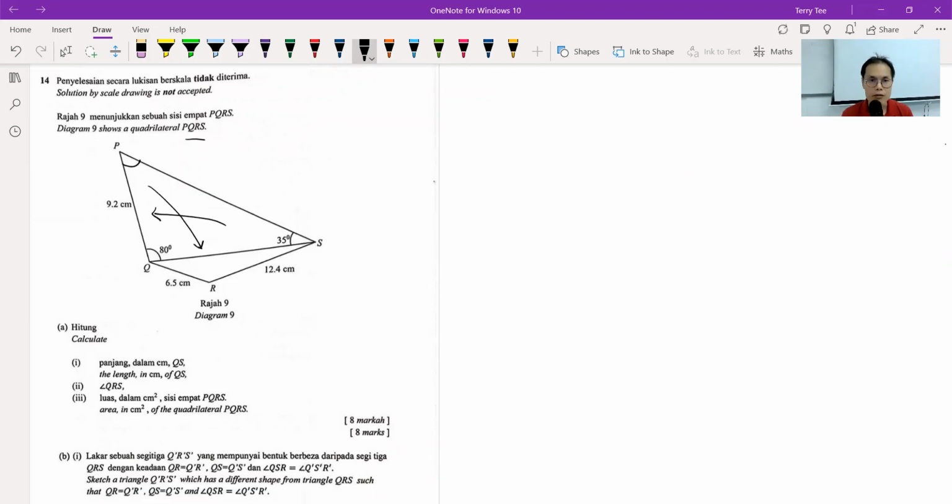Remember, a sine rule comes in a pair. You must have angle, opposite side, angle, opposite side. So to find angle QPS, let me write here. Angle QPS, we take 180 minus 80 minus 35. That would be 65. Yeah, this angle is 65. So to find QS, we divide by the sine of the opposite angle, sine 65. Then 9.2 divided by sine 35. Okay, this is sine 35.